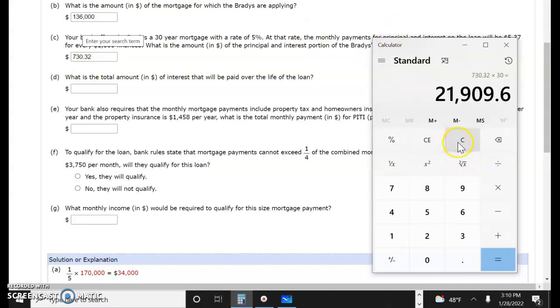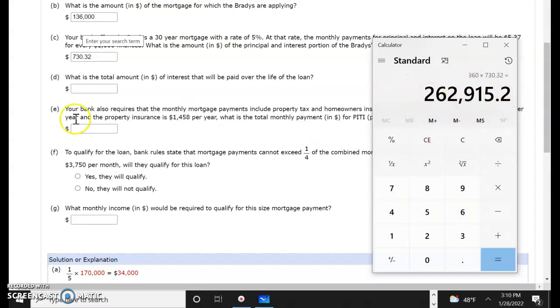Let me do that again. 360 times $730.32. So this is the total amount that we're going to borrow, $136,000, but we're going to end up paying $262,915.20 for this house, because we're borrowing money and we have to pay interest.